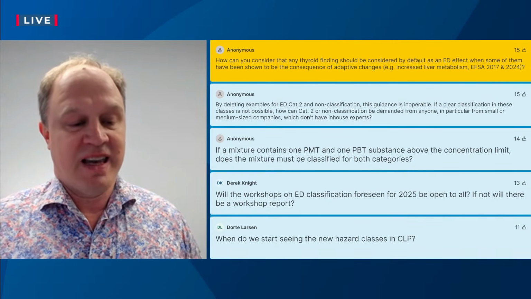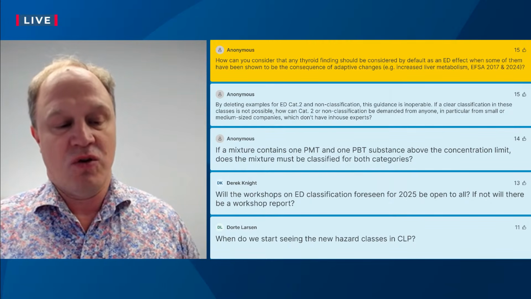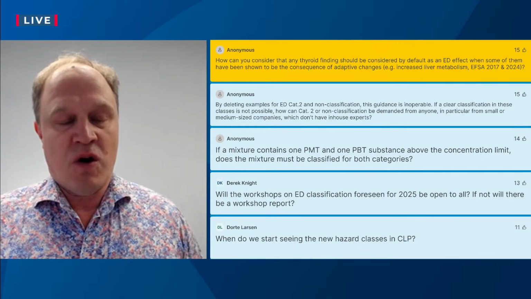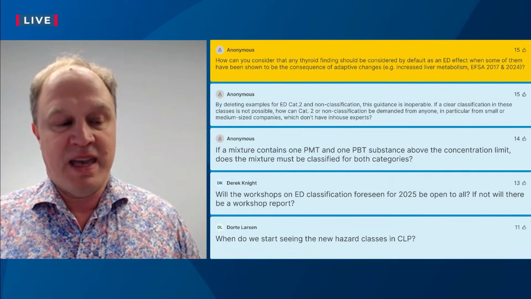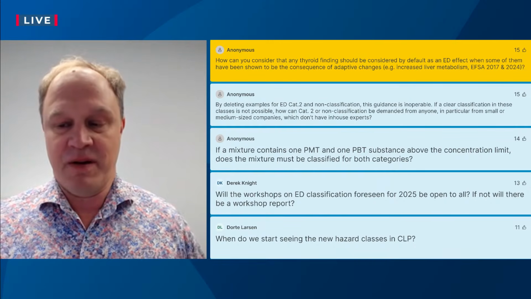The CLP scope is to look at whether or not you meet the CLP ED criteria or not. So there's a difference here.